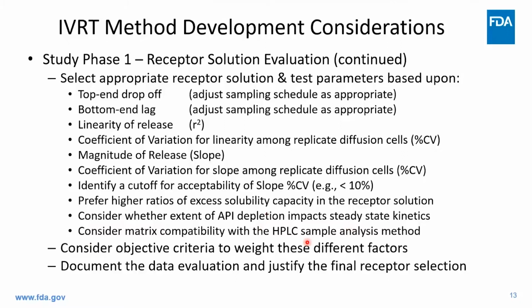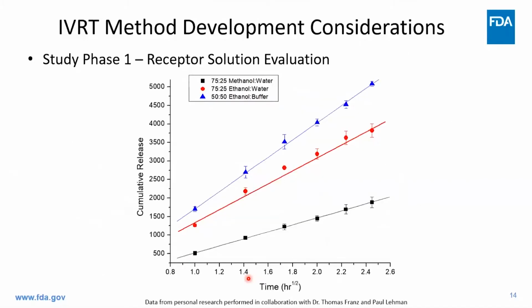Now, these are a lot of criteria, so you might want to consider some objective criteria to weight these, so that you have a predetermined algorithm for how you weight these considerations and can make objective justifications for how you select. And here's an example of evaluation of 3 different receptor solutions. You can see that this one has a very linear and relatively precise release rate, but it's relatively low. Here's a higher release rate, but you've got some curvature. This one has more variability in it. So when you're looking at these and you want to pick one, it's helpful to have some predetermined, objective criteria to utilize.